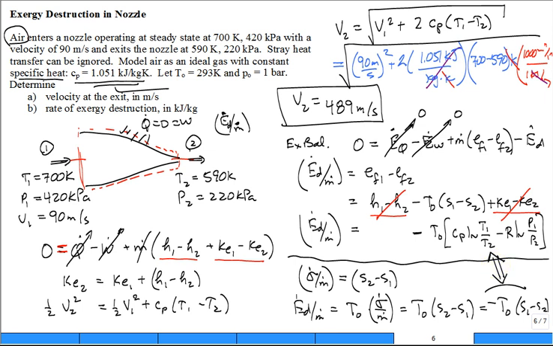Okay, let me give you an answer for the rate of exergy destruction. And the answer is going to be 1.73 kilojoules per kilogram, E dot D divided by m dot.